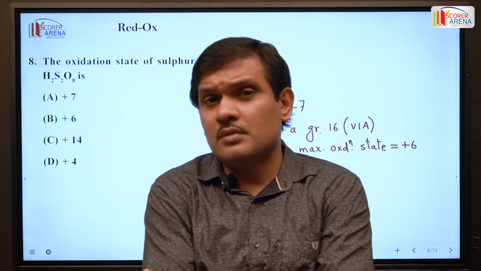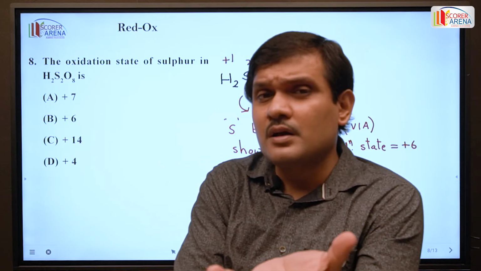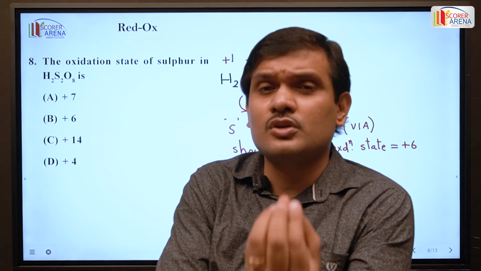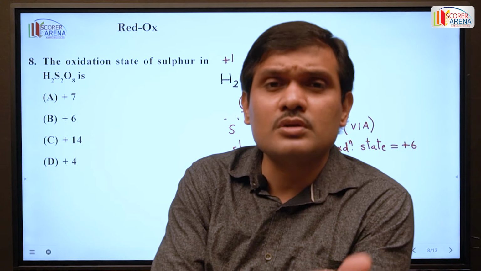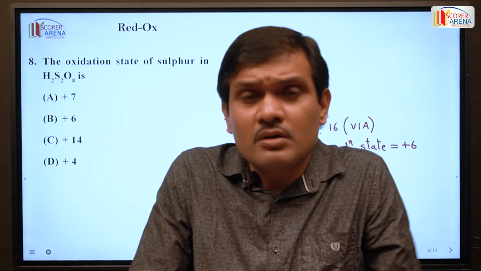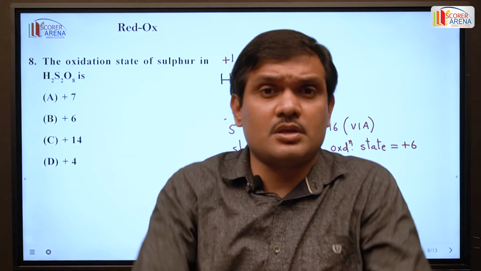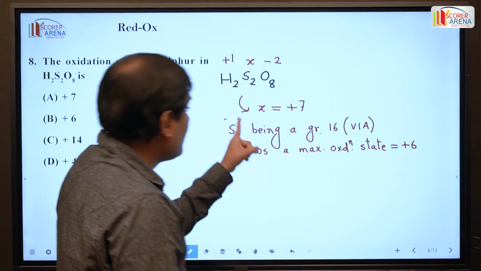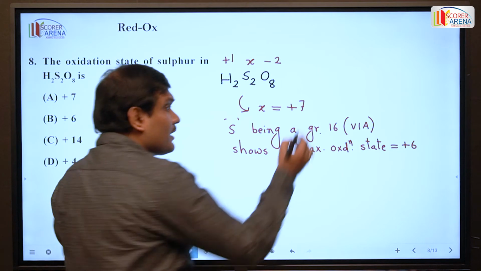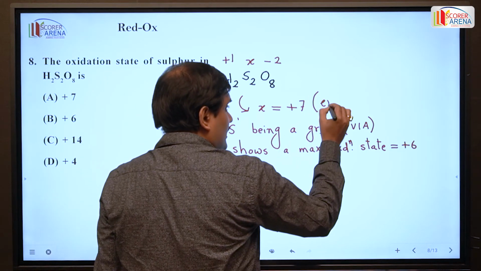It is not possible, because sulfur has the electronic configuration 3s2 3p4. So in the valence shell, sulfur has only 6 electrons. So it is not possible for sulfur to release 7 electrons. So definitely this result will be erroneous.